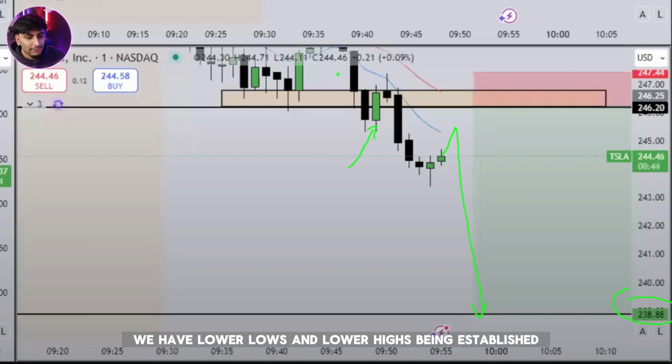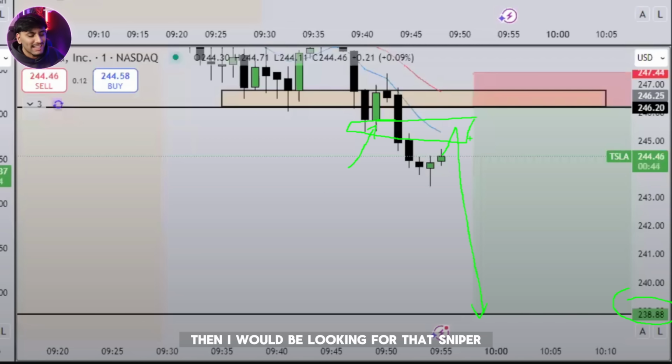Like I said, we have lower lows and lower highs being established, showing that we are indeed in a downtrend. And therefore, if we get weak price action on this retest right here, then I would be looking for that sniper entry to the downside with my stop loss simply at 246.20. And this is once again over a 2R multiple, meaning for every $100 of risk, we will be making $200 of profit at least. So let's play out this trade and see exactly what happens.